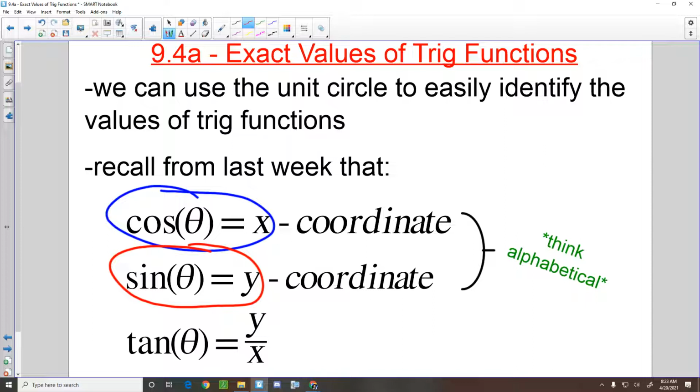And the best way to keep those two things straight, they're just alphabetical, nice and easy. Cosine comes before sine, and x comes before y. So cosine is with the x, the sine of an angle is with the y.